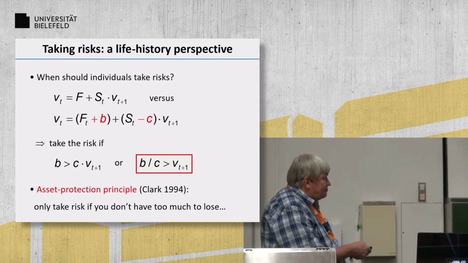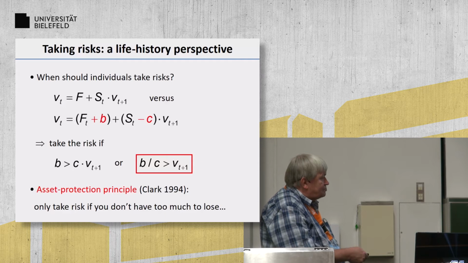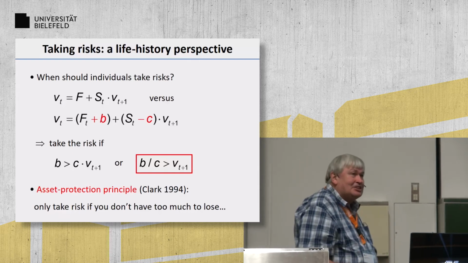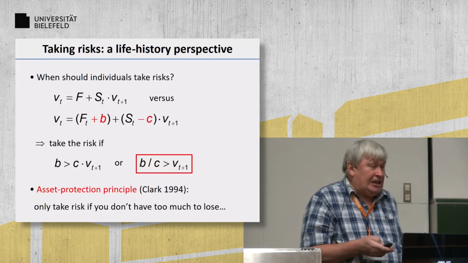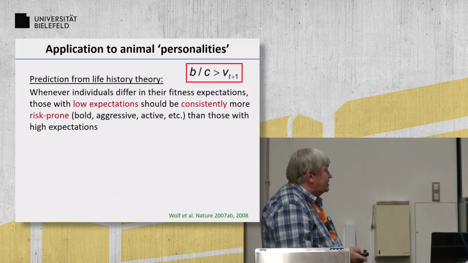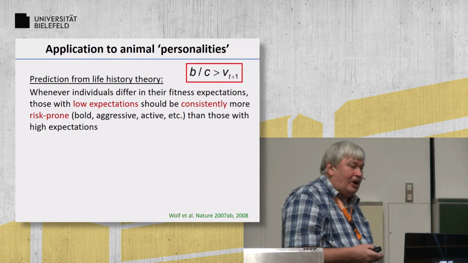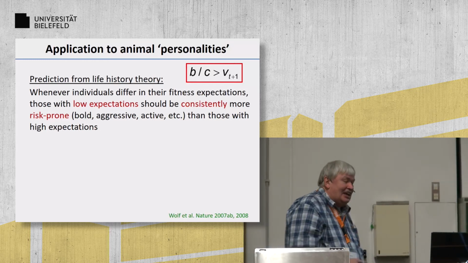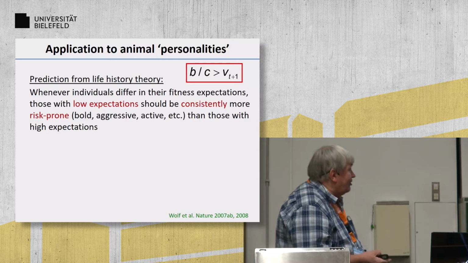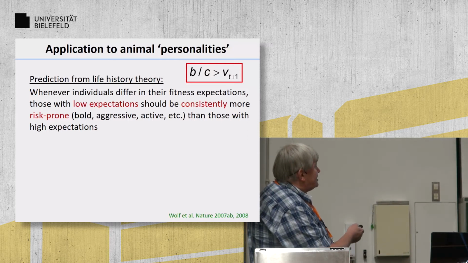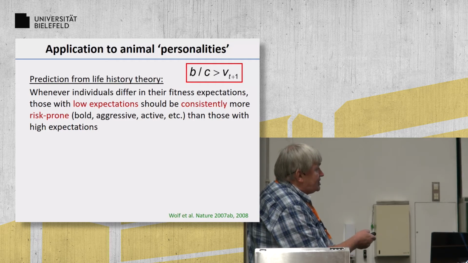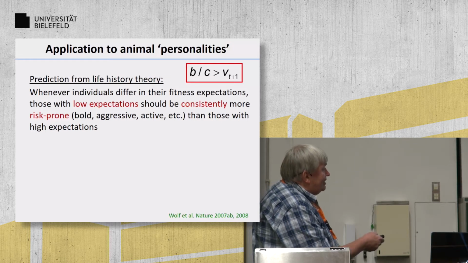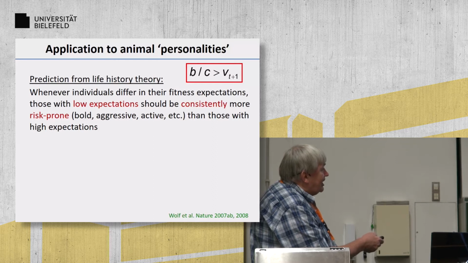And what we see here is what is called the asset protection principle in life history theory. Basically it says only take the risk if you don't have too much to lose. This is what you have to lose, and this is what the risk would be worth. If I take this principle, which is relatively easy to understand, then it explains why the same individuals are bold and aggressive or dispersive, because whenever individuals differ in their fitness expectations, for whatever reason, those with low expectations, a low value of V(t+1), should be more prone to take risks than those with a high value.